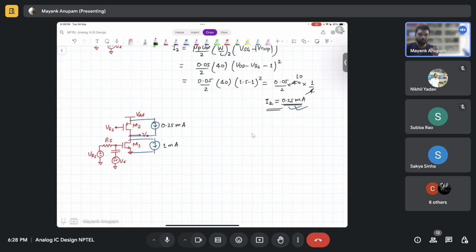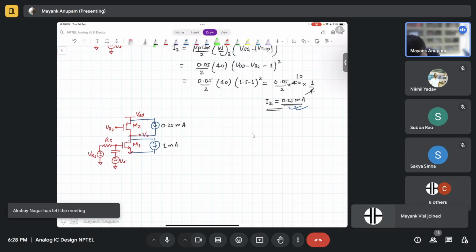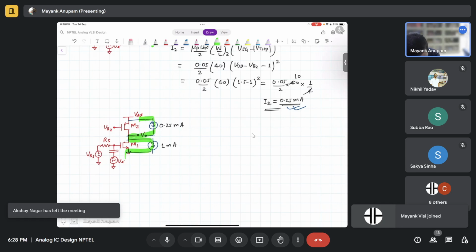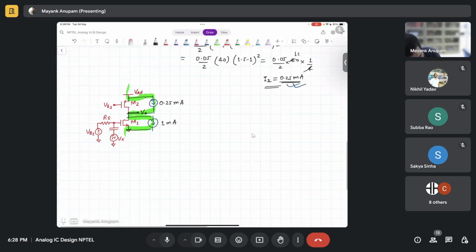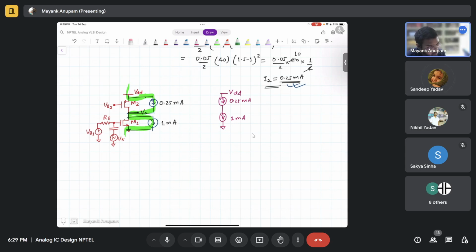What happens if the two current sources are different and they're connected in series? So these two current sources are connected in series, right? To be very clear, this is one current source. This is another current source. This is VDD. This is 1 milli, this is 0.25, and this is 1 milliampere. So what is the problem here? Can this ever happen?